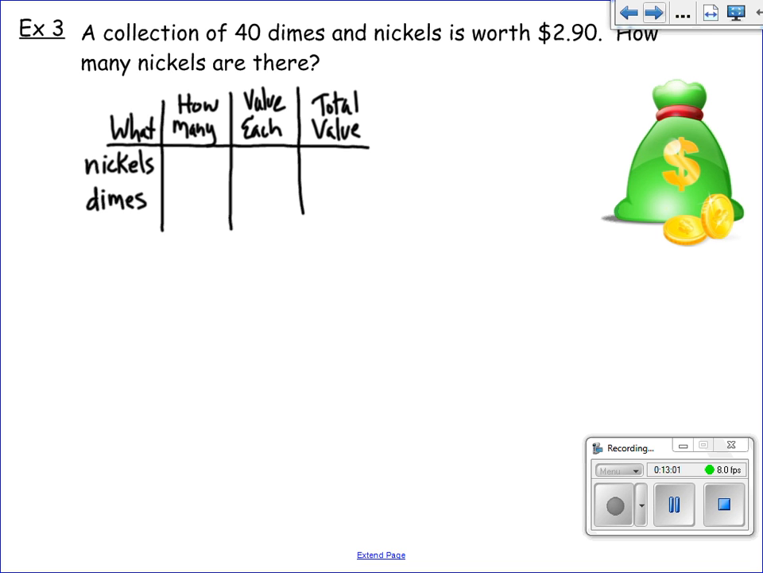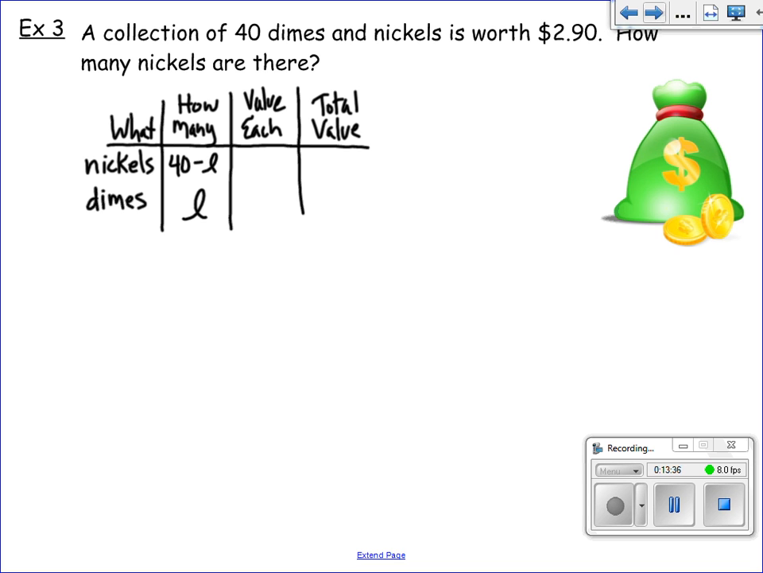How many nickels? How many dimes? What would you tell us, Will? There are L dimes and 40 minus L nickels. If you pick L, I'm going to write it in cursive because I don't want it to turn into a 1. And what would you put for the nickels then, buddy? 40 minus L. Why did you say that? Because there's L dimes, and what's left is nickels, and there's 40 altogether.